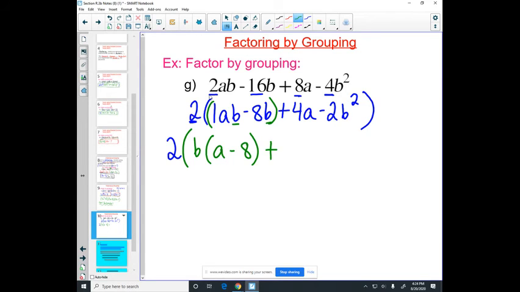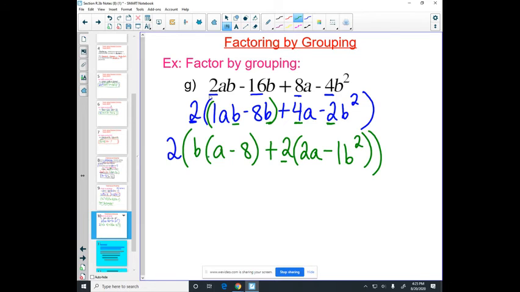Plus, looks like the next one, 4 and 2 are both divisible by 2. They don't have an A or a B in common, so I'm just going to divide by 2. 4 divided by 2 is 2A, minus 2 divided by 2 is 1b squared. Okay, and close those parentheses because of the 2 on the outside.